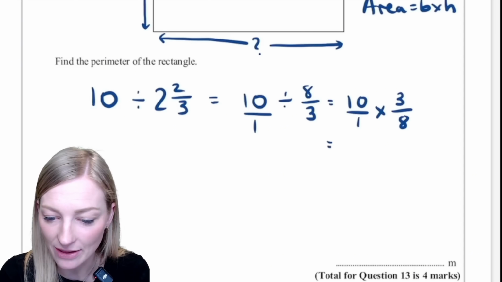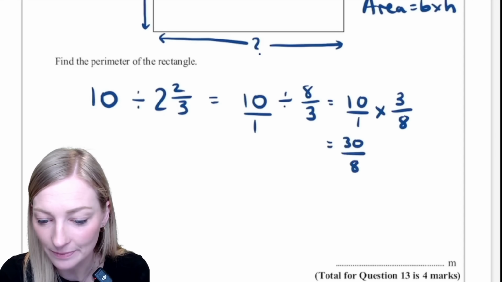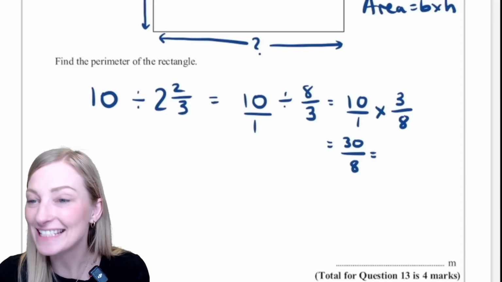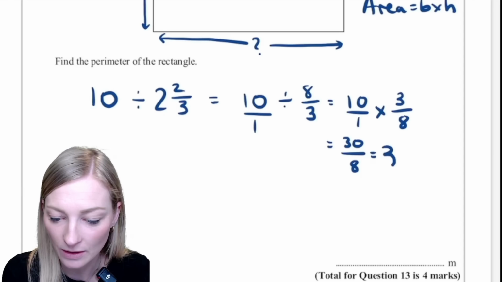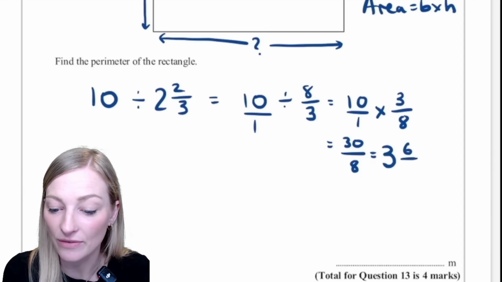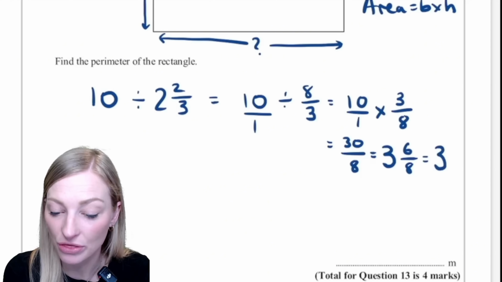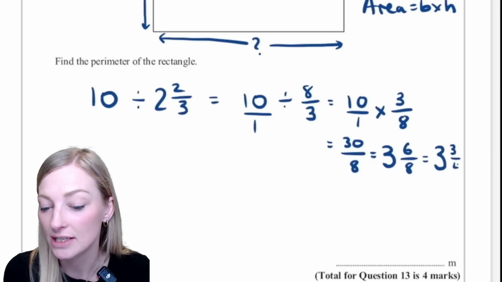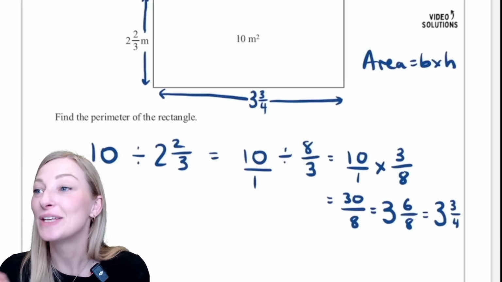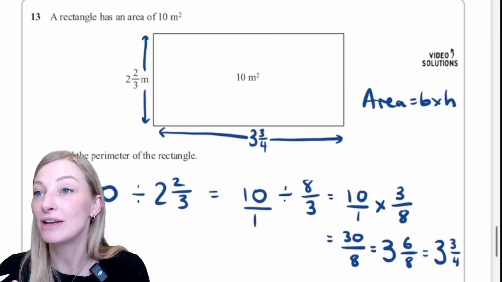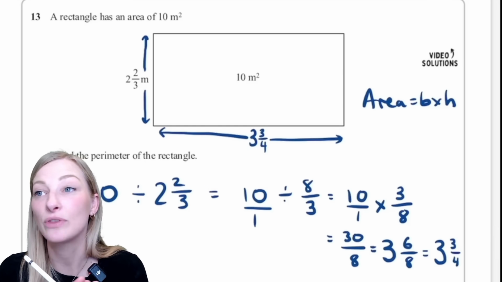Let's multiply that together. This is 30 over 8, which is 8 into 30 goes 8, 16, 24, 3 times, with 6 left over out of 8, which is the same as 3 3/4 if we simplify the 6 over 8, because they're both in the 2 times table. So we now know that the width is 3 3/4. We now just need to work out the perimeter.